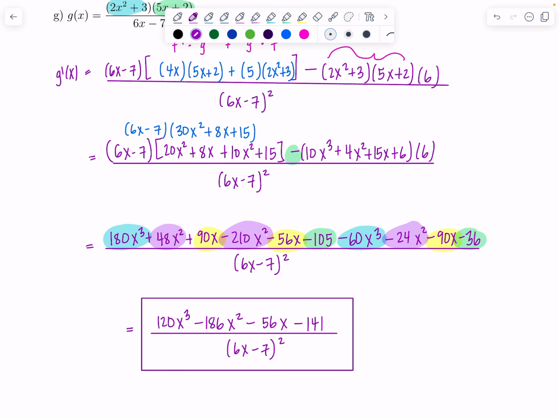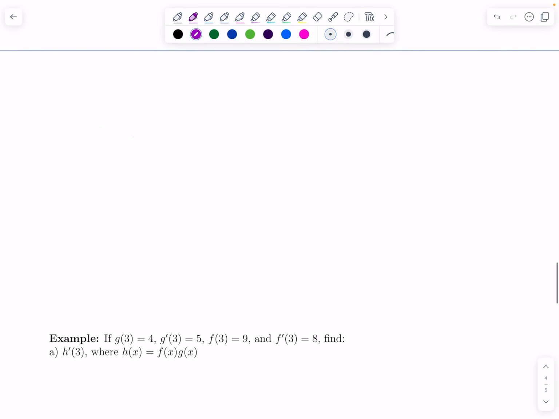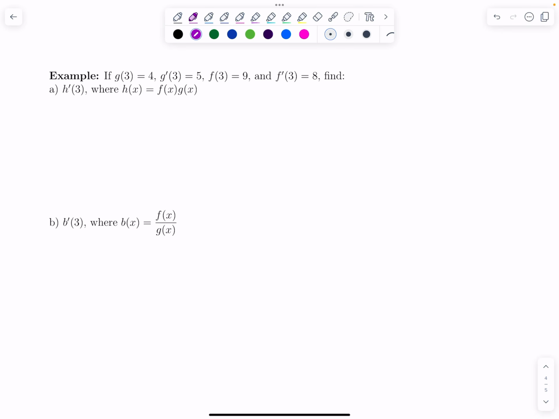Okay, last couple examples have to do with applying the product rule and quotient rule, but you're not actually given the equation of the function. These are super fun, I think, because they're a little less tedious. It just checks if you know the rule. So if g of 3 is 4, g prime of 3 is 5, f of 3 is 9, and f prime of 3 is 8, find h prime of 3, where h of x equals f of x times g of x. So don't get freaked out with all this info they give you. We're going to use it at the end. First, just focus on what's happening.